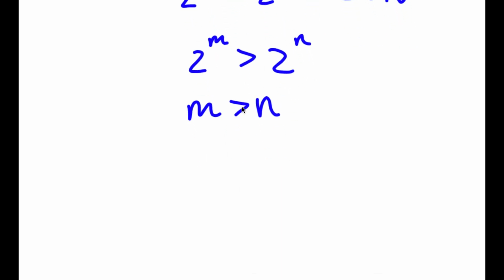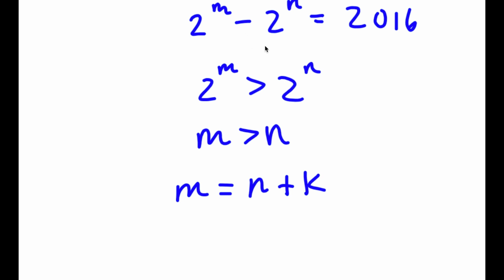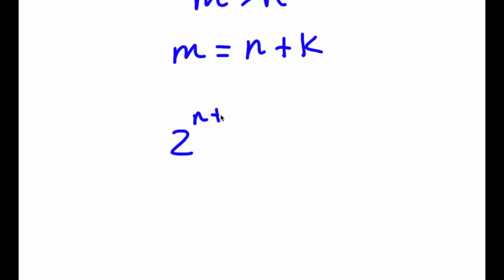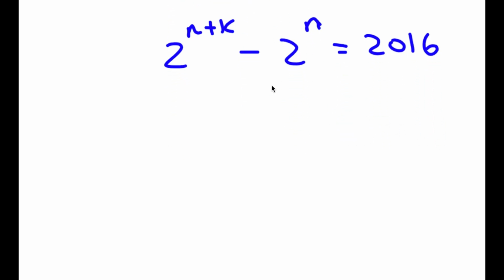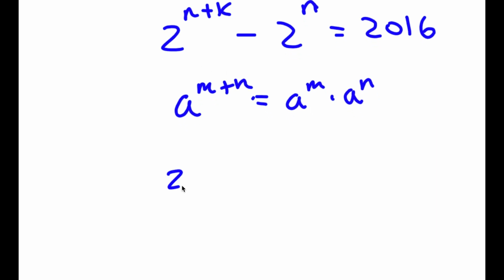So now that I know that m is greater than n, this must mean that m is equal to n plus some number k. So k is just a constant. Now I'm going to replace m with n plus k. So now I have 2 to the power of n plus k minus 2 to the power of n is equal to 2016. Now, if I have something in the form a to the power of m plus n, this is equal to a to the power of m times a to the power of n. So 2 to the power of n plus k equals 2 to the power of n times 2 to the power of k.